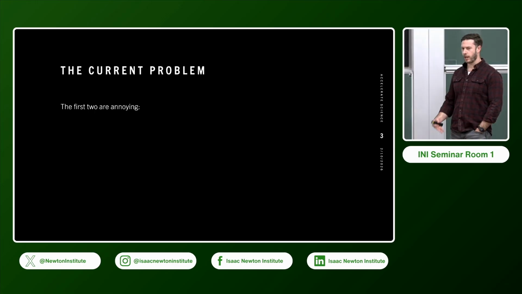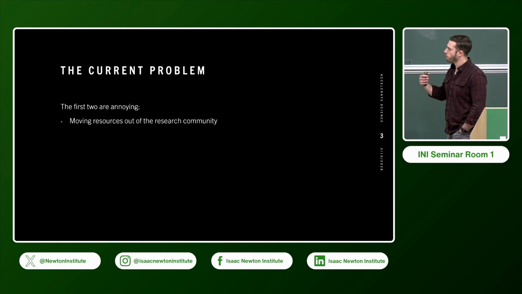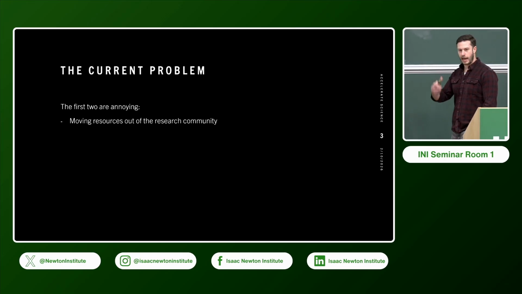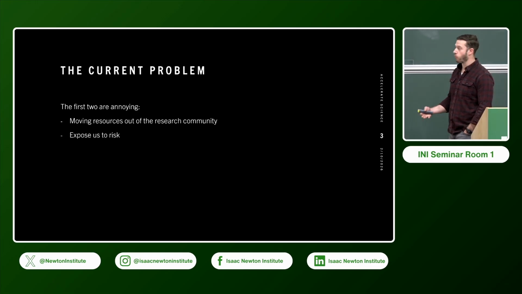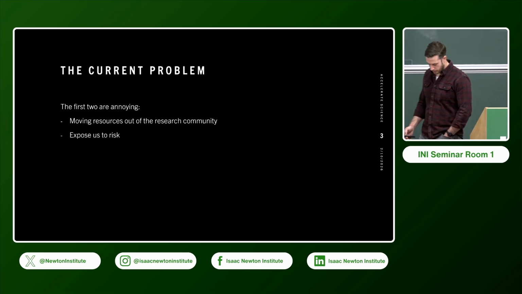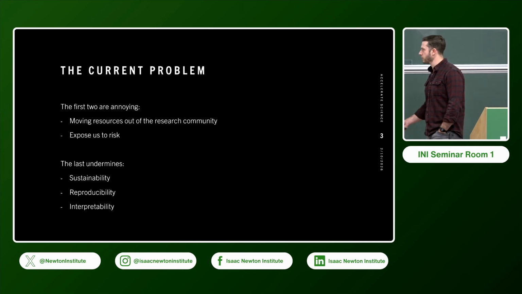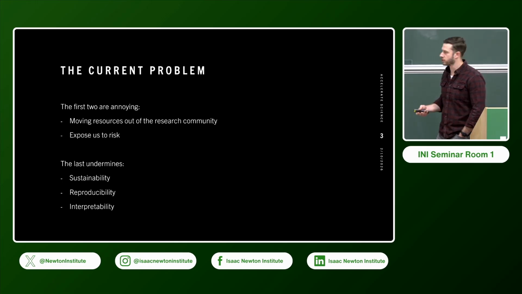The first two are annoying. We need to buy GPUs, and there's no real way around this. For the second, we move resources out of the research community. If we're paying for OpenAI models, we're moving money from our community into somebody else's. They expose us to risk. If one or more of these companies falls over, we can't really do anything to control that. I think the last one's more problematic because it undermines all the things we should be caring about: sustainability, reproducibility, some kind of visibility on what's going on inside these models. This last one is already a bit of a problem with some deep learning models, but it becomes impossible when we have no access to them at all.